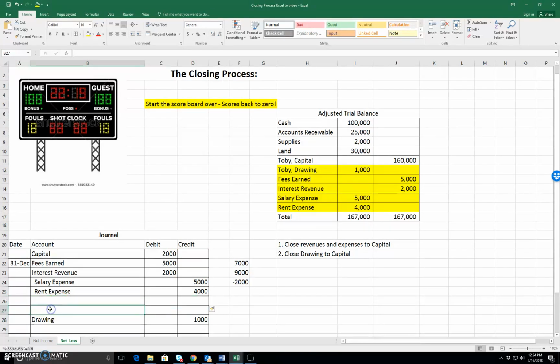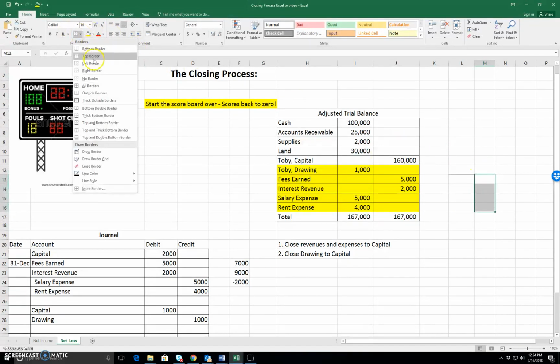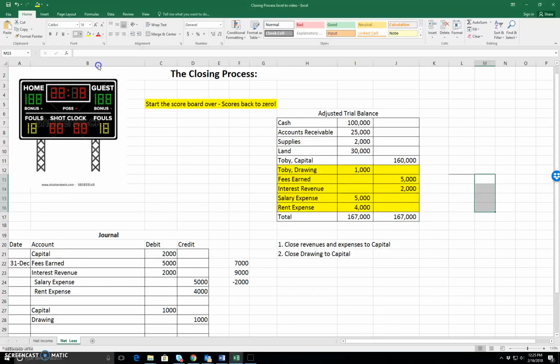And so I'm going to debit capital for $1,000. So let's look and just see what's happened to our capital account during this closing process. So my capital account can always be looked at in a T format. So I'm going to draw a T right here. I'm going to call it capital. The beginning balance of it was $160,000.